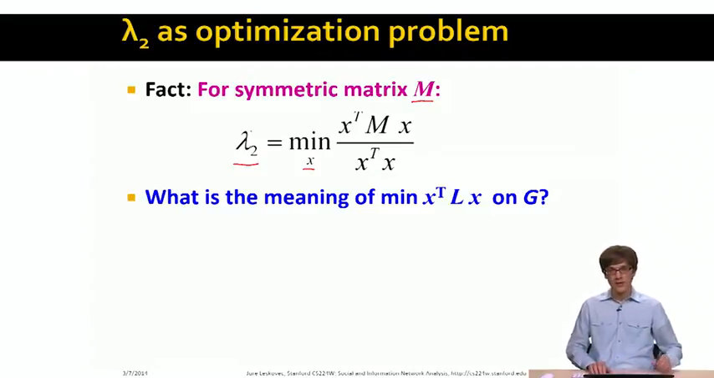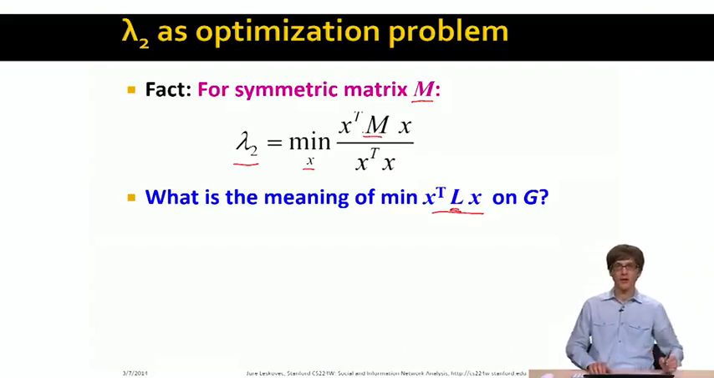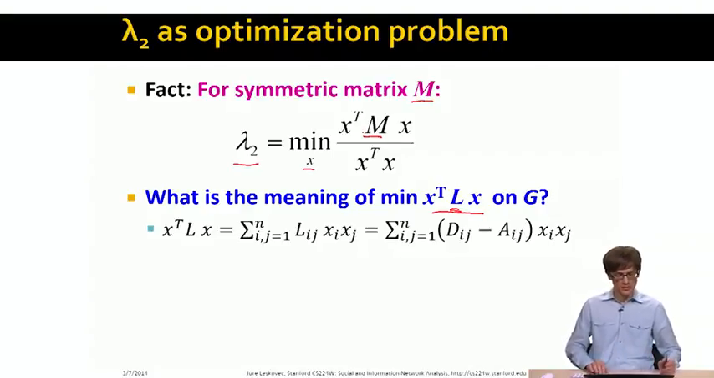Now let's start asking about what the meaning is, in our case, of the graph Laplacian. What is the meaning of x transpose L x? Now L plays the role of our matrix M above. So what is the meaning of this expression, where I take a vector of entries x, multiply it with L, and then multiply the whole thing again with x from the left side? Let's write this out.